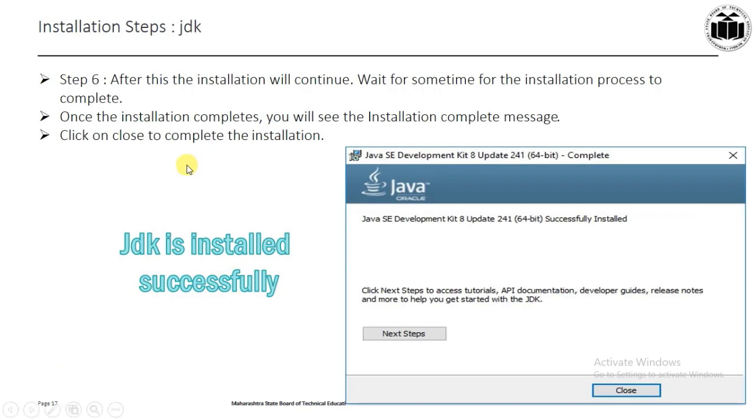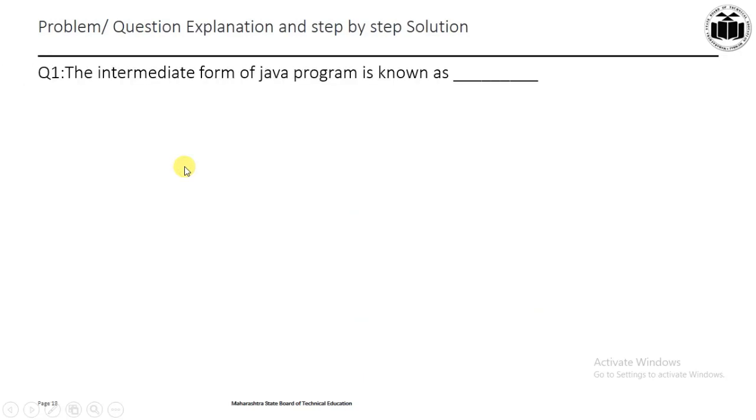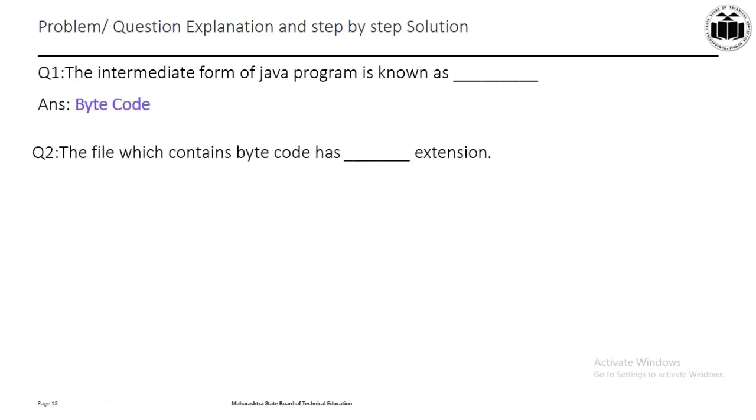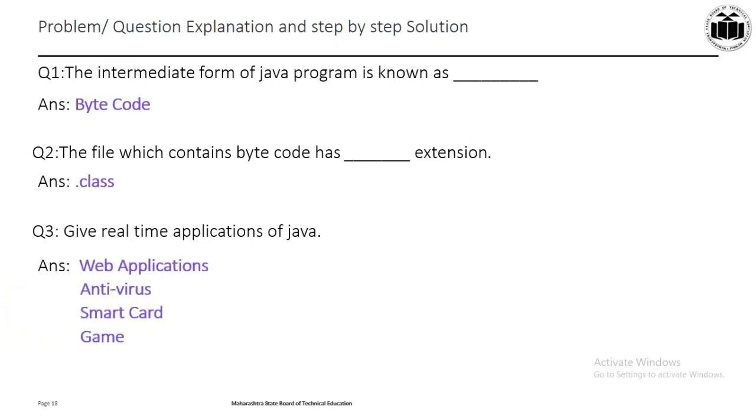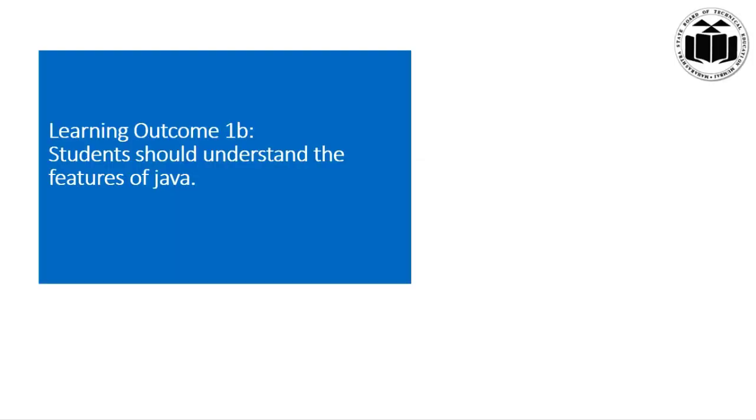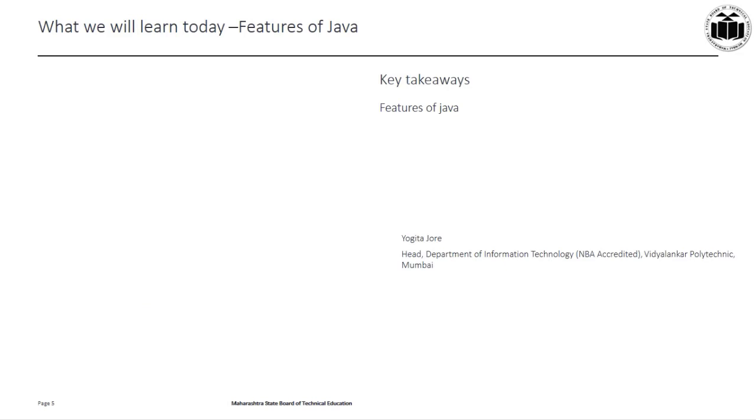So we will take a quick review of today's session. First, the intermediate form of a Java program is known as? The answer is bytecode. Second question, the file which contains bytecode has which extension? The answer is class. And third question for you, give the real-time applications of Java. The answer is web applications, antivirus, smart card and Git. Is provided by Java. So let us see why Java is so popular.